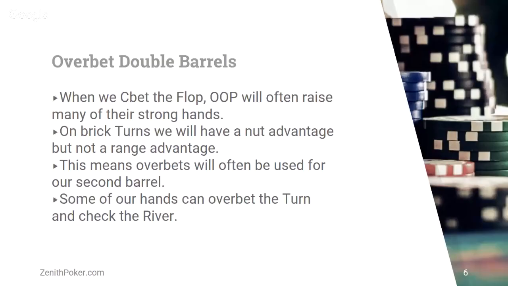I want to know, on other flops that are dry, let's say 10-6-3 rainbow, is the frequency around the same that we're going to check raise our sets like we would on this queen 7-3? Like if it was 10-7-3 or 9-5-3 rainbow? If our opponent bets half pot on 9-5-3 rainbow, are our threes and fives getting check raised there too? Because it seems like they would be.